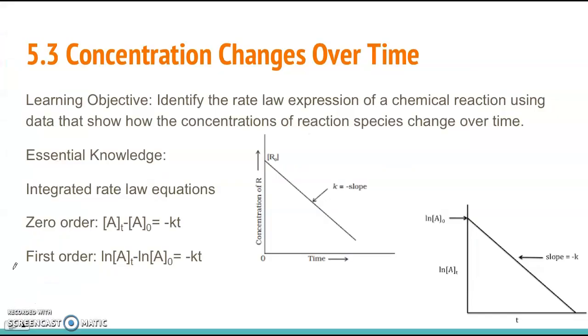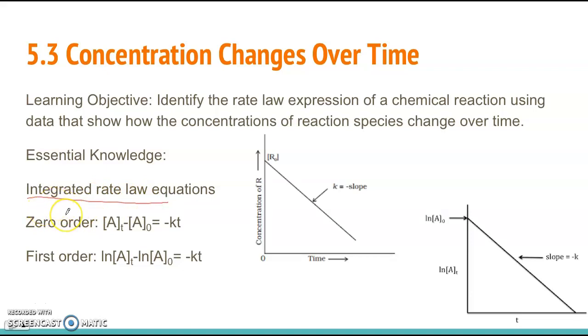Okay, the next section is 5.3, concentration changes over time. The learning objective is identify the rate law expression of a chemical reaction using data that show how the concentration of reaction species change over time. And the essential knowledge here, this is basically just working with the integrated rate law equations. And these equations are all on your equation sheet.